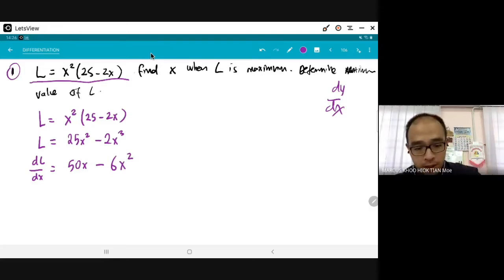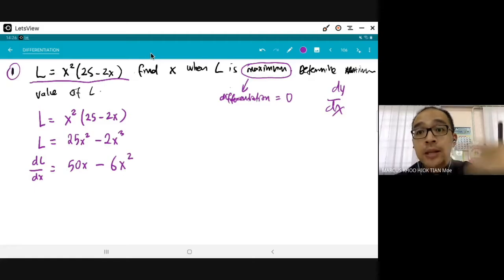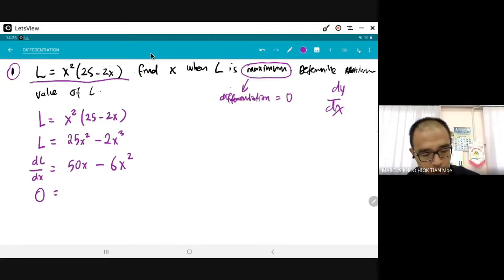Now, the next thing we know is because we are talking about maximum and minimum values, you must set this in your mind. If you see the words maximum or minimum values, the differentiation is equal to 0. This is a fact, because if we want to answer the question, we need to have a strategy, and to have a strategy you need to know the facts. When something is maximum or minimum, the differentiation is always 0. So dL dx equals 0, and we will get 50x minus 6x squared.